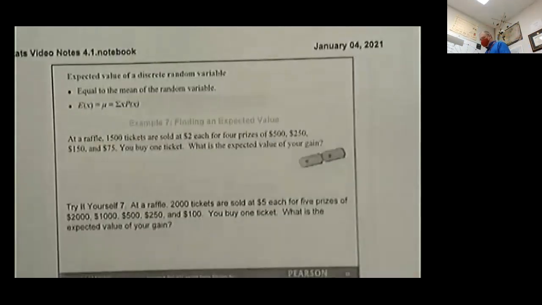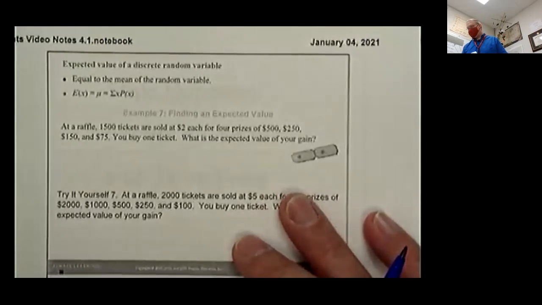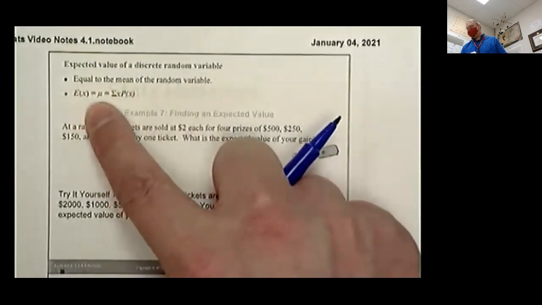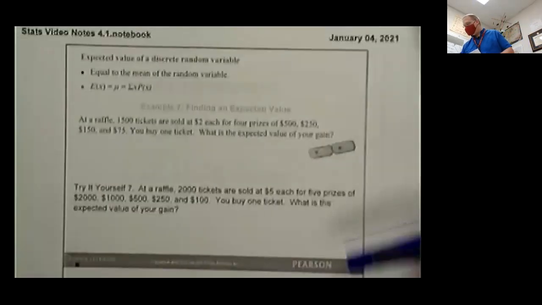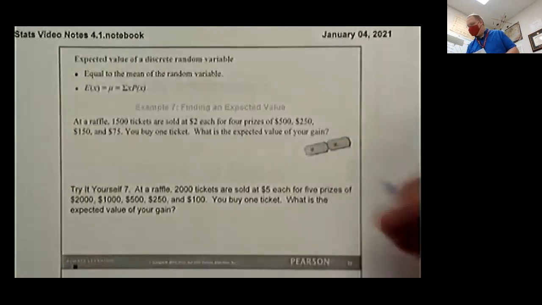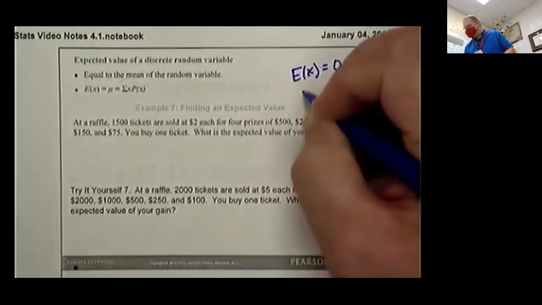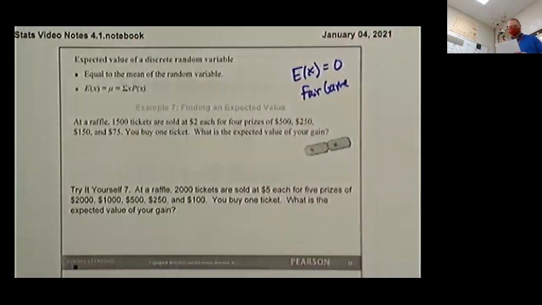The last thing we're going to talk about is expected value. This is an application of discrete probability distributions. The expected value of a discrete random variable is equal to the mean of the random variable. Remember, the mean is just equal to the sum of all the x's times their probabilities. This is used to determine what we call a fair game. So expected value is what you expect to happen each time. And if our expected value is 0, then it's actually called a fair game. I'll explain that as we go through these.